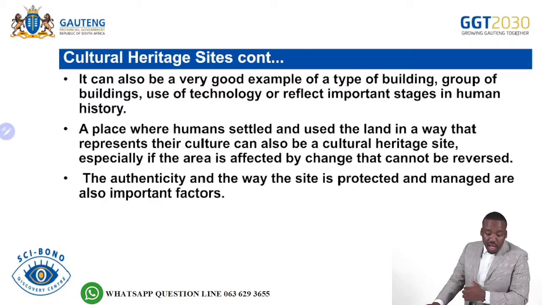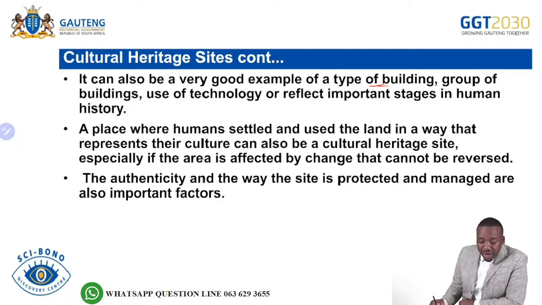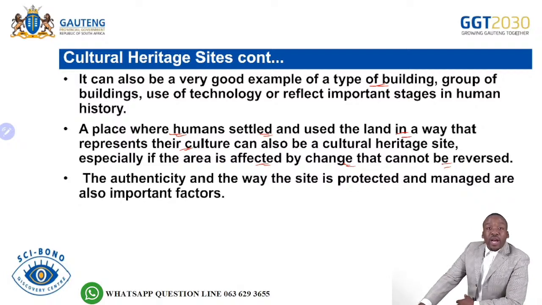A continuation. A cultural heritage site can also be a very good example of a type of building. Remember, I spoke about architecture, or a group of buildings or technology, or reflecting important stages in human history. It might as well be a place where humans settled and used the land in a way that represents their culture, and can also be a cultural site, especially if the area is affected by change that cannot be reversed. So it can be a place where humans once settled.